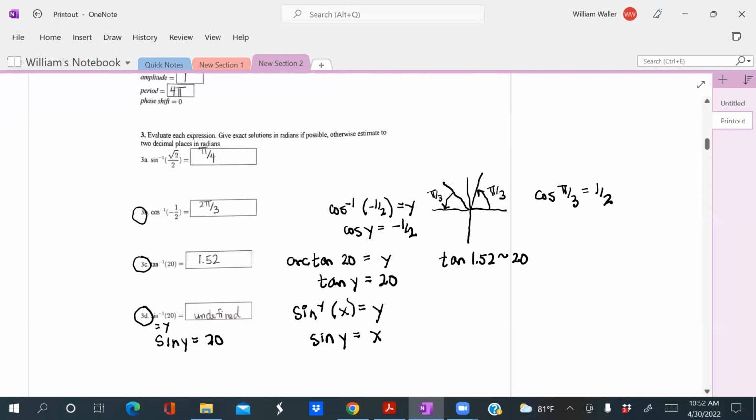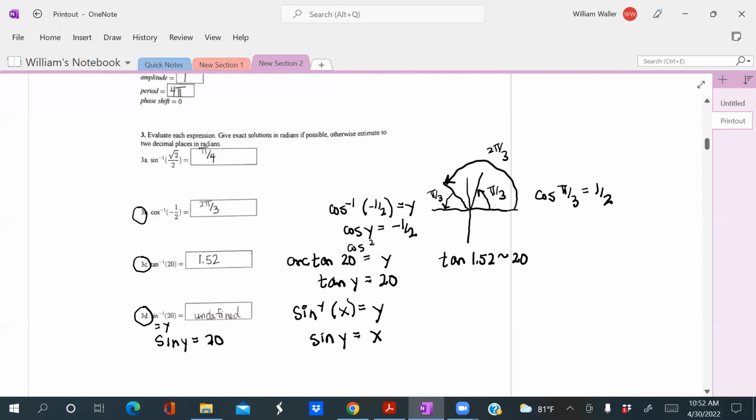What angle is that then? So what angle have I drawn here? It's this big angle that goes into the second quadrant, whose reference angle is pi over 3. And so that must be 2 pi over 3. So I'm thinking 2 pi over 3 is the answer here.